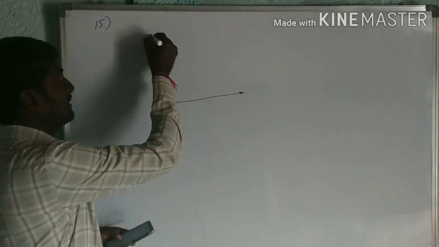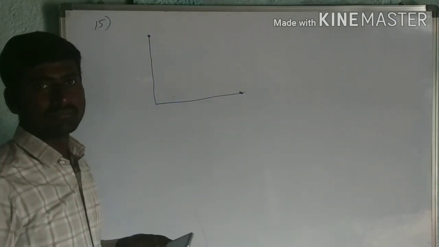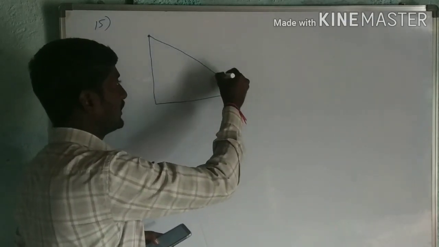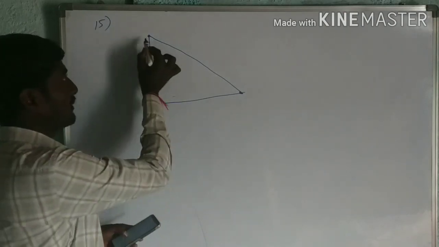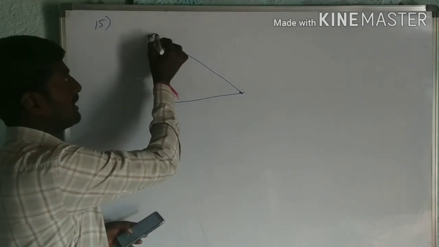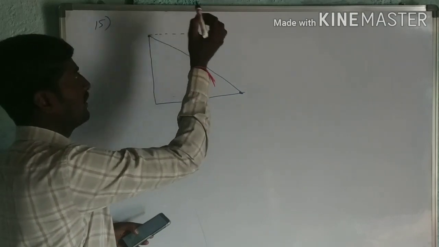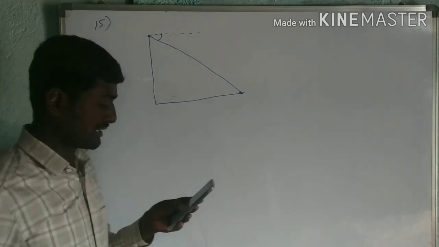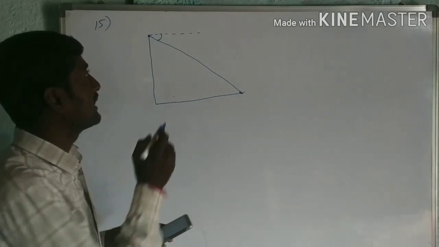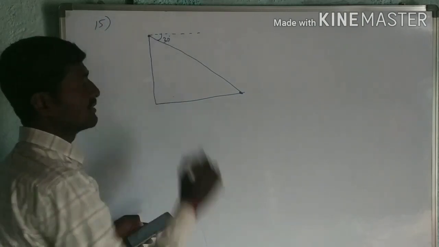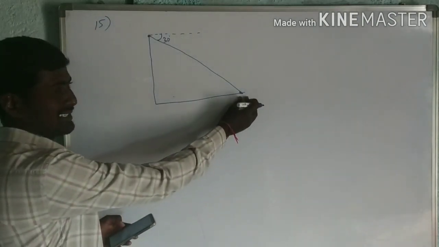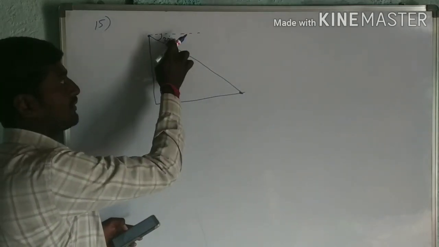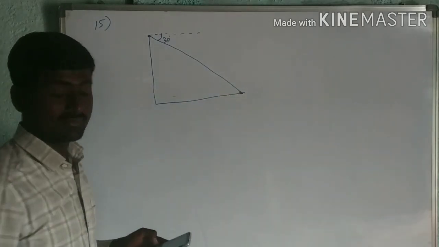So at this point, the observer is observing the car on the road at the angle of depression given. The observer is here. First I should draw the horizontal line to the eyes of the observer. The angle of depression they have given here is 30 degree. So initially the car was at this position, and the observer on the top of the tower observes it with an angle of depression of 30 degree.